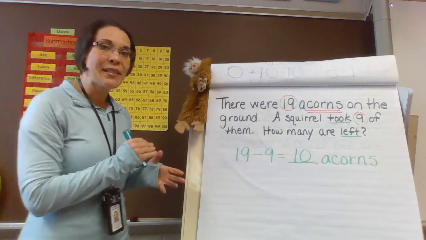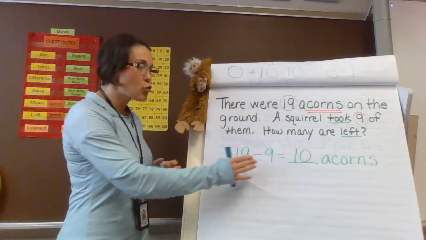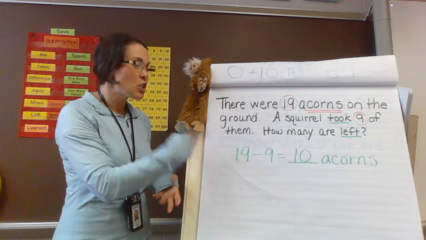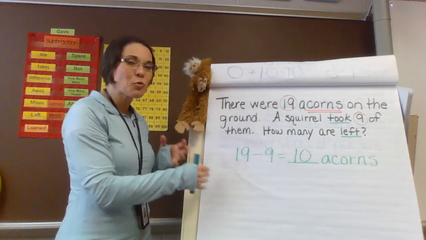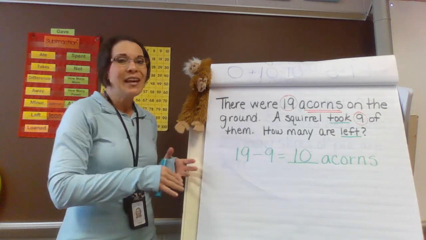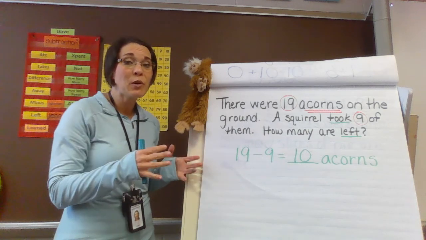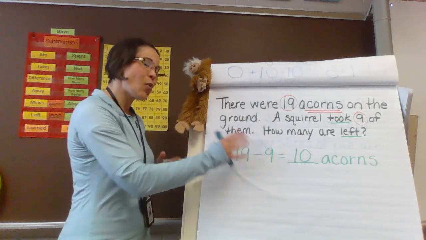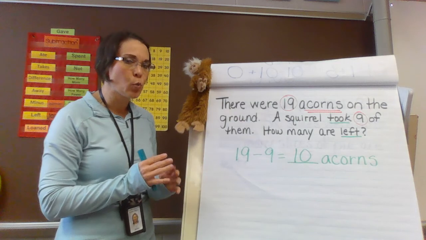Now remember, when we were doing that addition strategy, we were drawing a picture of the smaller number. Sometimes when you're drawing pictures of larger numbers, it could cause an issue. You might make a little mistake. So I always like to stick with the smaller one.